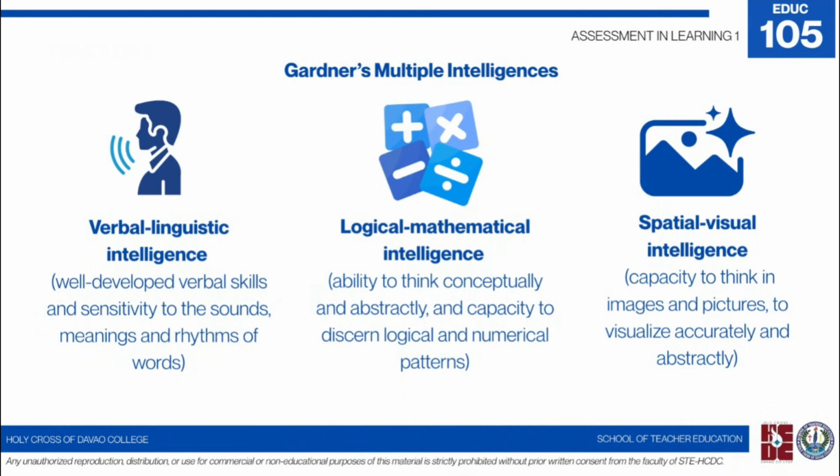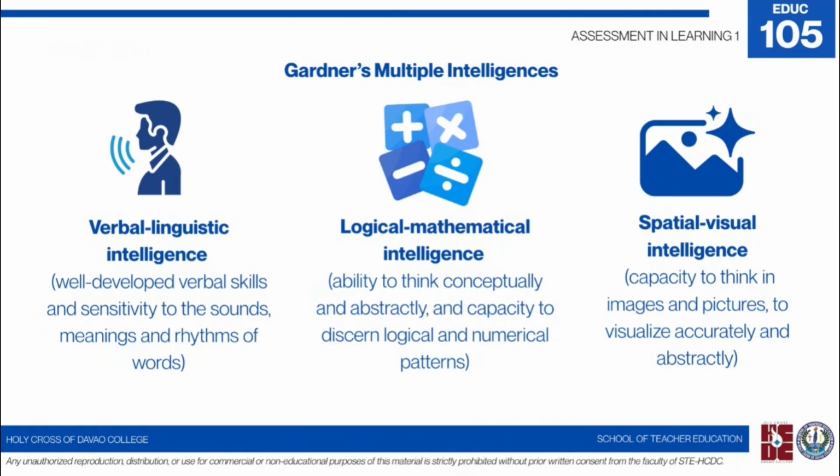When assessing verbal linguistic learners, tasks such as essay writing, oral reports, storytelling, poetry composition, and journaling are highly appropriate. These methods allow them to demonstrate learning through their strongest channel. Next one is the logical mathematical intelligence. So this is the ability to think conceptually and abstractly, and the capacity to discern logical and numerical patterns.